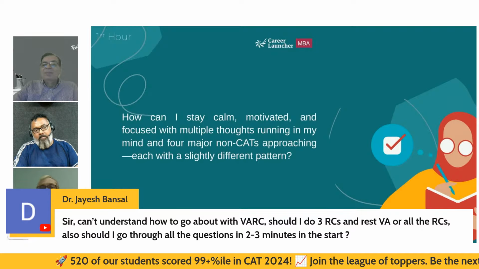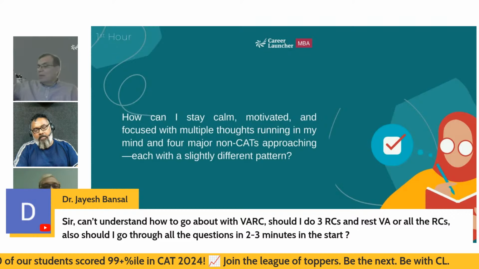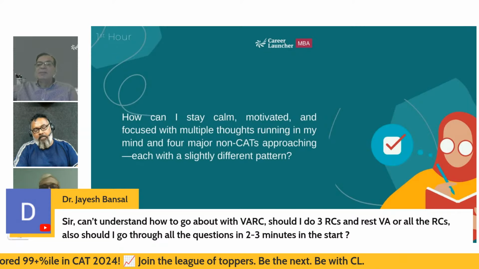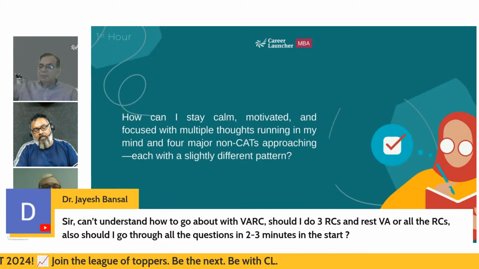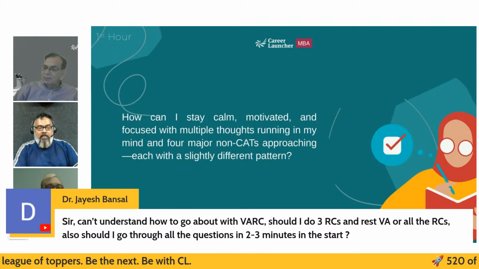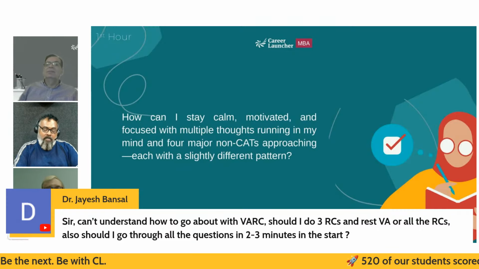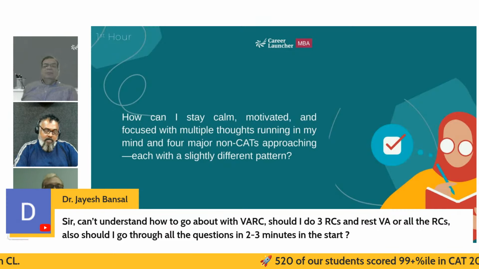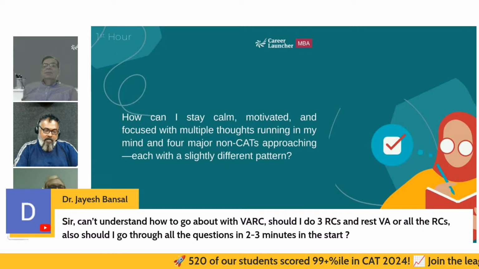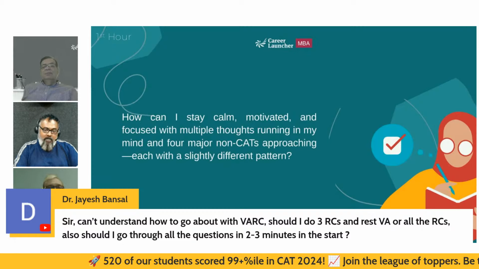Can't understand. Should I do 3 RCs, rest VA, or all the RCs? See, I think Jijo talked about this initially also. It's about how you are looking at the question. So I should appear or approach the section with this fixed mindset: I will appear all 4 RCs and I will let the VA go down because VA don't do traditionally very well, or the other way around.